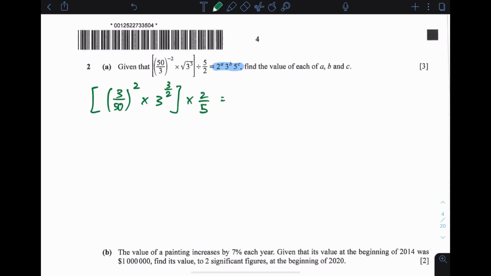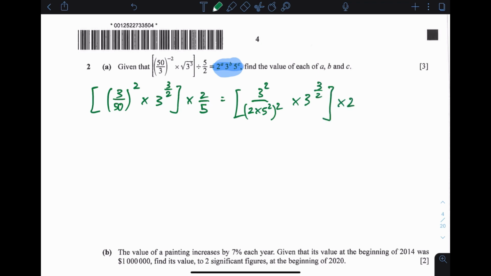Simplify this. For the first term, I'll get 3 power of 2. I will not leave this as 9; I'll leave it as 3 power of 2. Now 50 itself, I need to put in terms of prime numbers, because the question asks you to give your answer as prime numbers 2, 3, and 5. So I break 50 down into 2 multiplied by 5 squared, because 5 squared is 25, and 25 times 2 is 50. However, this one here is still under the power of 2, so I'll keep it like that. Multiply by this and multiply by that.